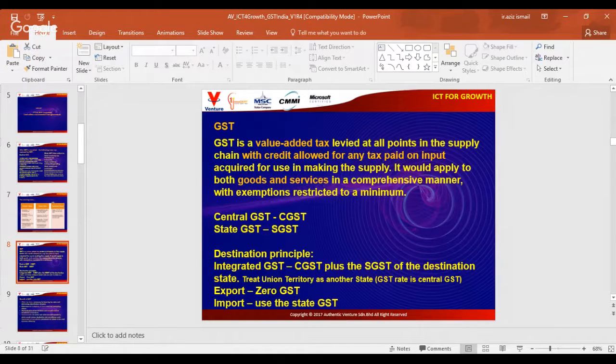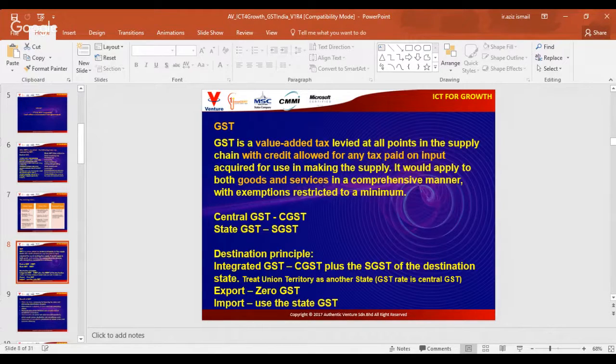Basically, in India, for example, you actually have two taxes. One is the central GST, another one is the state GST. And the GST makes use of the destination principle. For example, let's say integrated tax, correct? What is the tax that you are going to charge for that product?